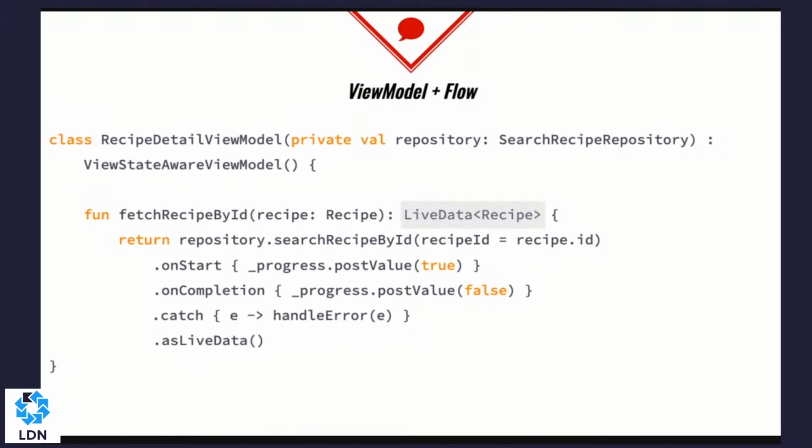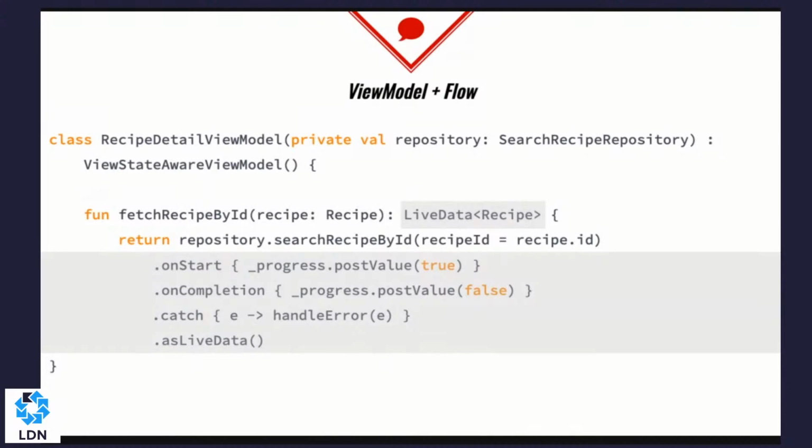And this was the first change I did. I converted everything into live data of recipe, and then the entire bit got changed. So there is this on start. On start will tell you when the flow is started. It is something like do on subscribe. It is similar to that. And then there is this on completion, which will notify you when the flow is finished.